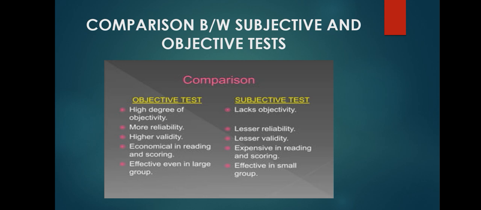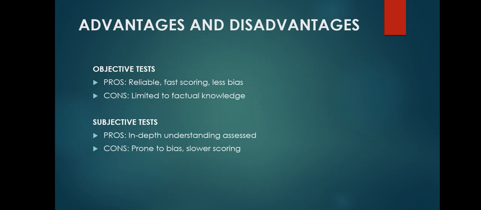Next slide is the comparison between subjective and objective tests. So let's talk about advantages and disadvantages of both objective tests and subjective tests. Advantages of objective tests are they have reliable results, fastest to score, and minimal biases. Disadvantages of objective tests are they mostly assess factual or basic knowledge, and they don't measure creativity or deep reasoning as well of an individual.